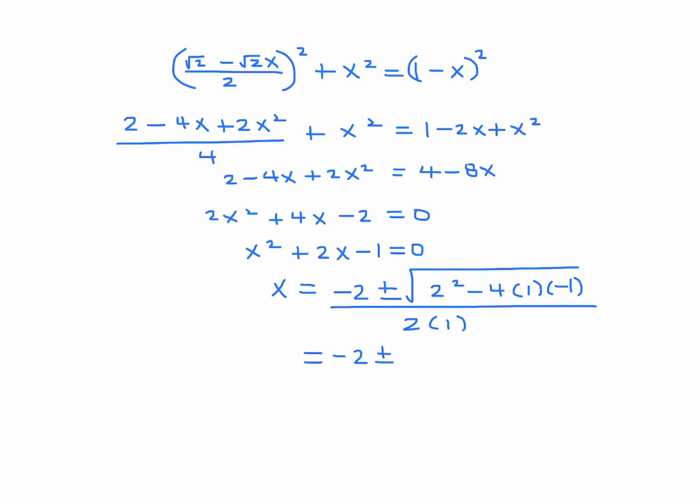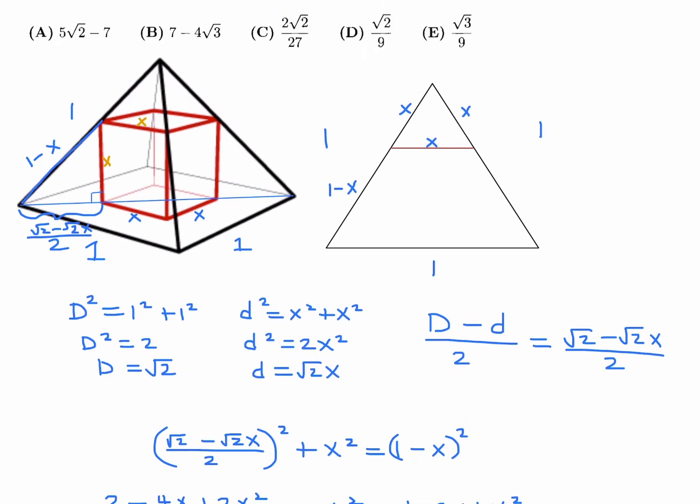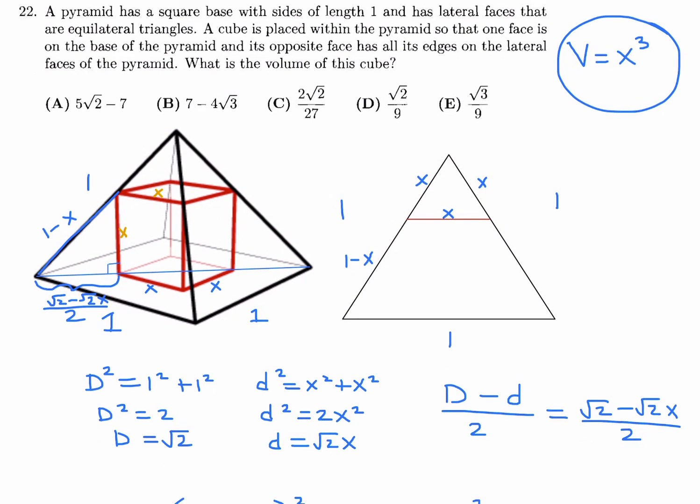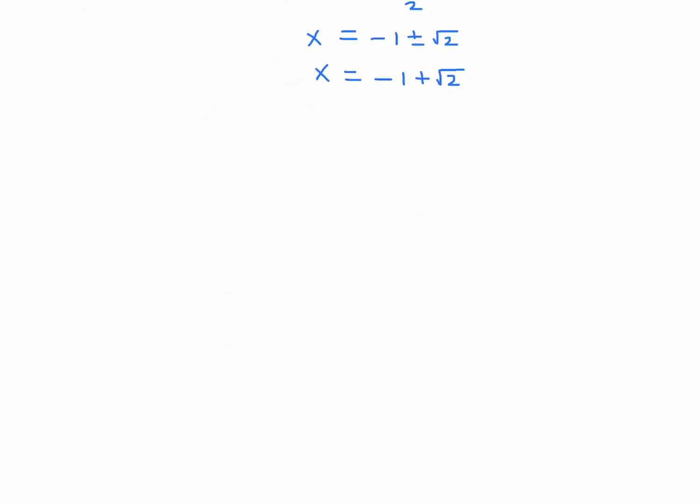That looks like root 8, and root 8 is just 2 root 2 all over 2. So in the end, you just have minus 1 plus or minus root 2. Now we can reject the minus part of it because x represents a distance, so just use the positive one. Minus 1 plus root 2. That's my x. So now all I have to do is plug it back into this volume formula, and I can get my volume, knowing that x is minus 1 plus root 2.